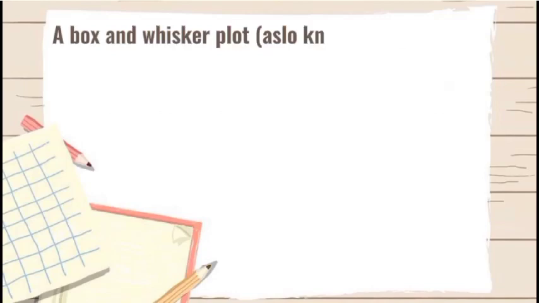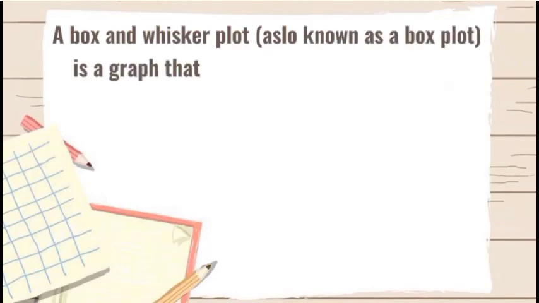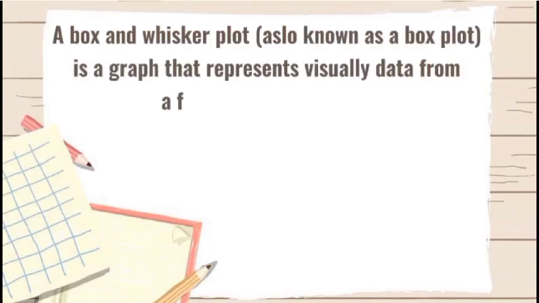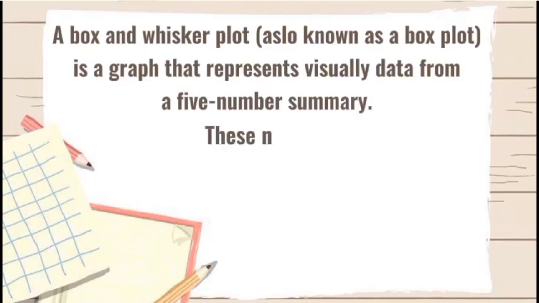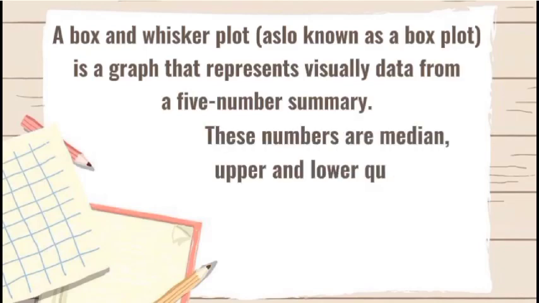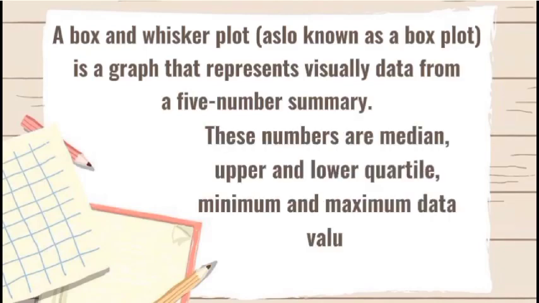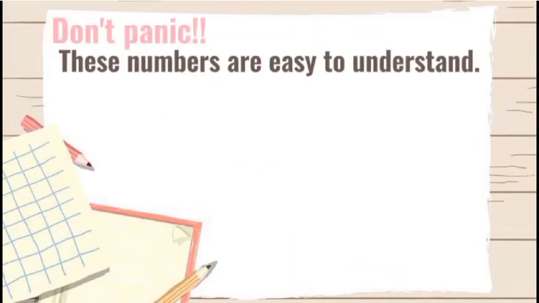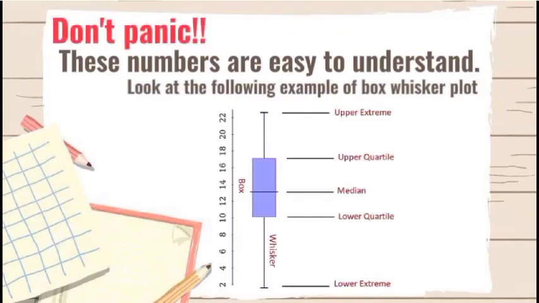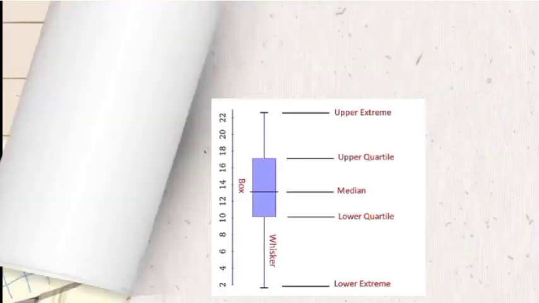Now, let's define it. A box and whisker plot, also known as a box plot, is a graph that represents data visually from a 5-number summary. These numbers are the median, upper and lower quartile, and minimum and maximum data value. Don't panic, these numbers are easy to understand. Look at the following example of a box and whisker plot.